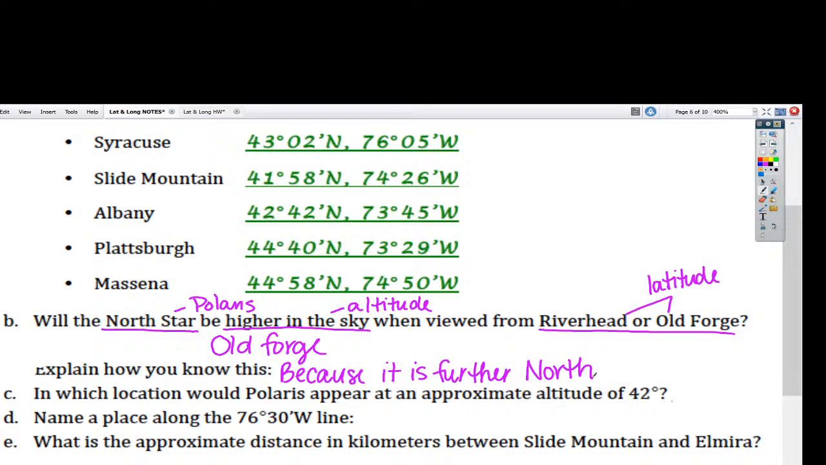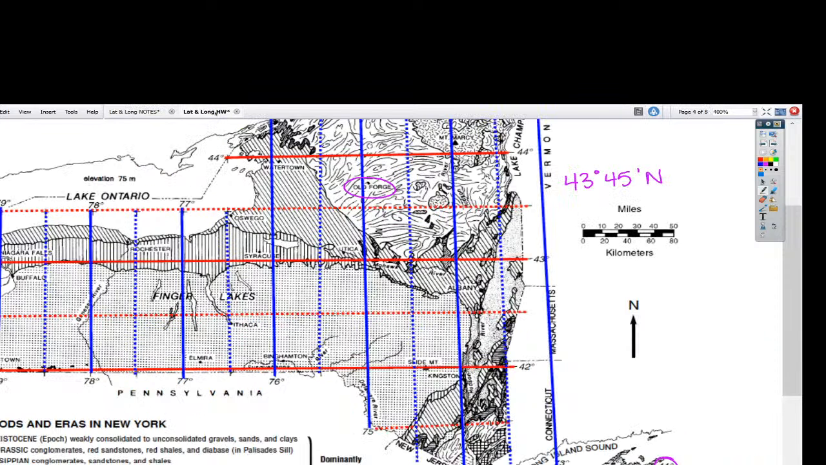Okay, next question. In which location on this map would Polaris appear at an approximate altitude of 42 degrees? There's a place on this map where the altitude of Polaris is 42 degrees because the latitude of that location is 42 degrees. Can anyone find something on this map that has that exact latitude of about 42? We already did this in class. What do you think? David? Slide Mountain, good. Slide Mountain has a latitude of 42, which means the altitude of Polaris at that location would also be 42. Very nice. Okay, so that's our answer to C.